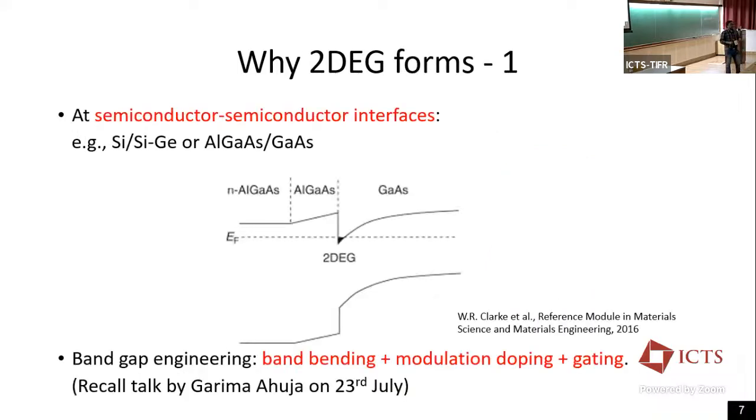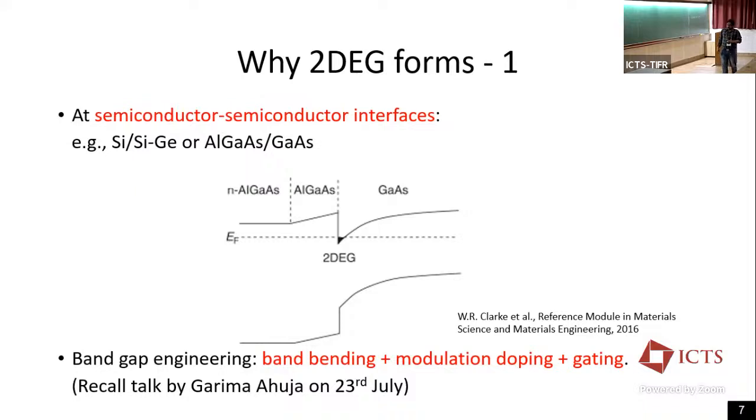So what I was saying is, what is the mechanism, since it is not the property of the individual materials, because you have two insulating or semiconducting materials, and when you join them, you get metallicity at the interface. One mechanism is band gap engineering, which was talked about by Garima Ahuja on 23rd July from our lab. She showed that when you have two different materials, and you know the relative band alignment, which is the position of the valence band maximum and conduction band minimum of these two materials, band bending happens at the interface. If you have n-type doping, the Fermi level moves up in energy and enters the conduction band. As a result, this leads to the formation of 2DEG, which sits from the conduction band minimum up to the Fermi level.